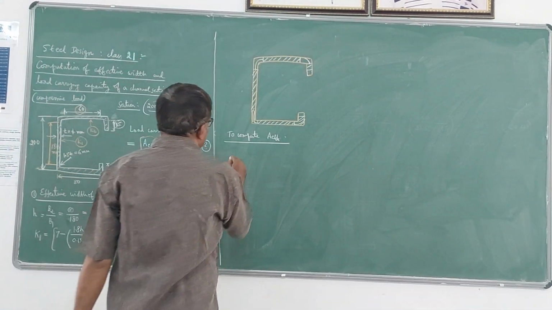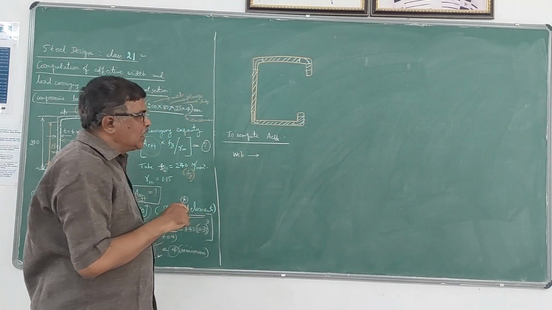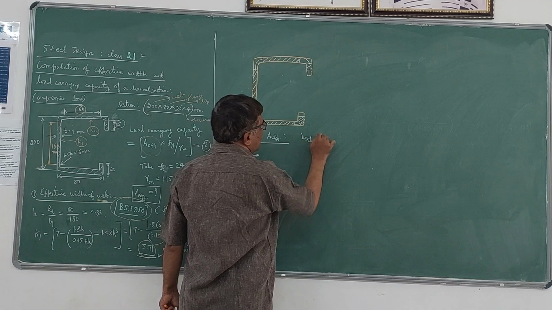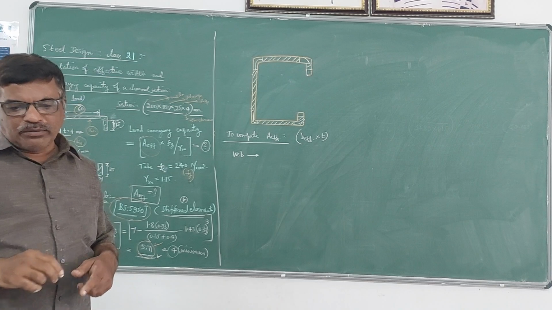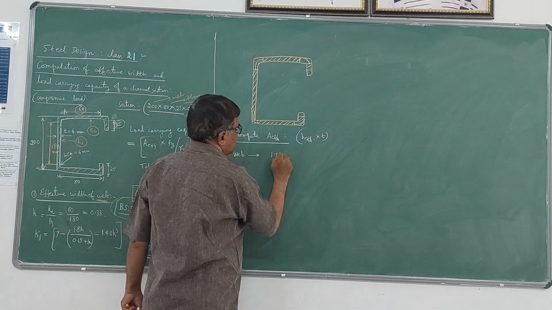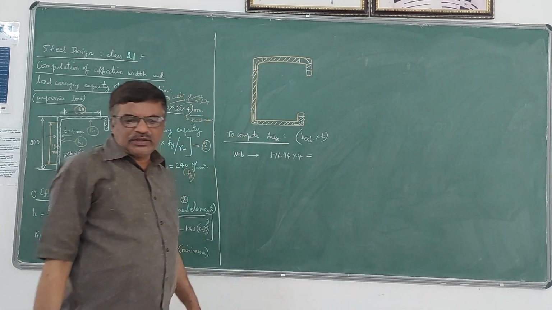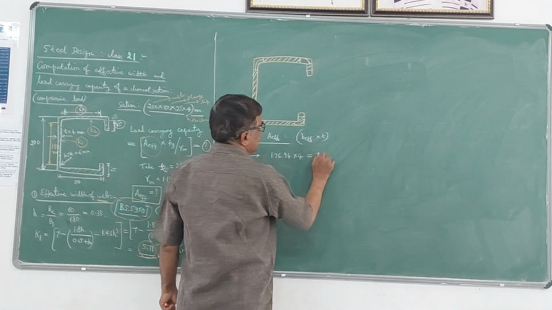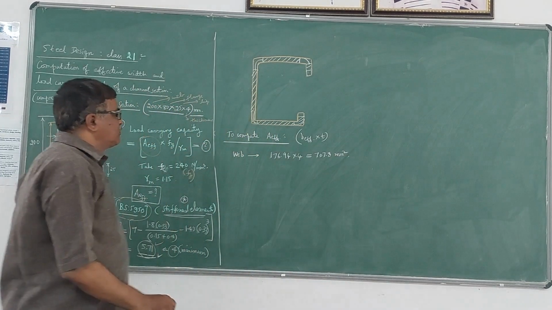So web, first I will take web. The effective area is given by B effective multiplied by thickness. In the case of web, we got the B effective value as 176.94, into thickness 4 mm. If you multiply this, you will get for the web portion 707.8 millimeter square. This is the effective area for the web portion.